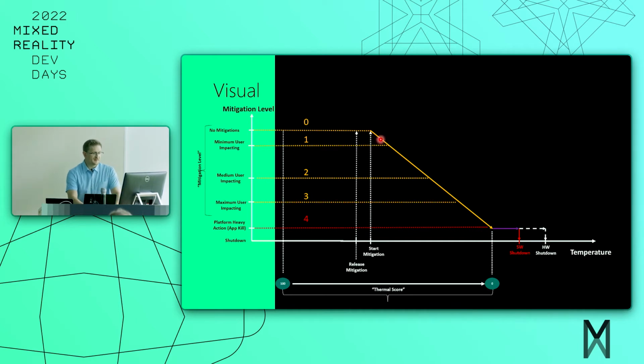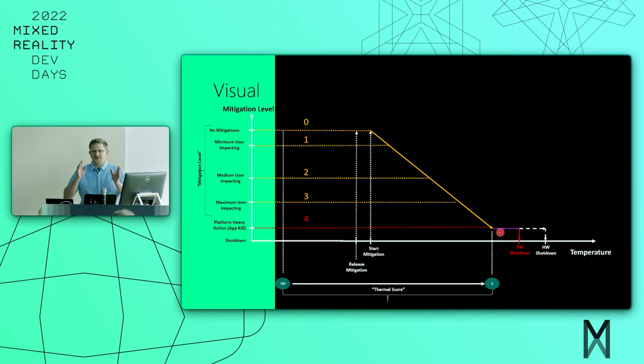Then on the bottom, we talk about thermal score. So this is that linear range, and it starts lower in temperature than the mitigations that are being reported. And it'll start from 100 and go all the way down again to 0 where the application is shut down. And then you can see here, if the temperature keeps increasing, we have a software and a hardware shutdown.